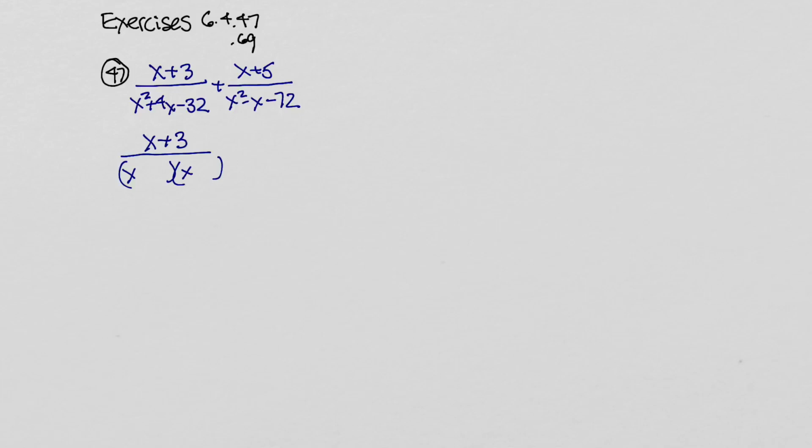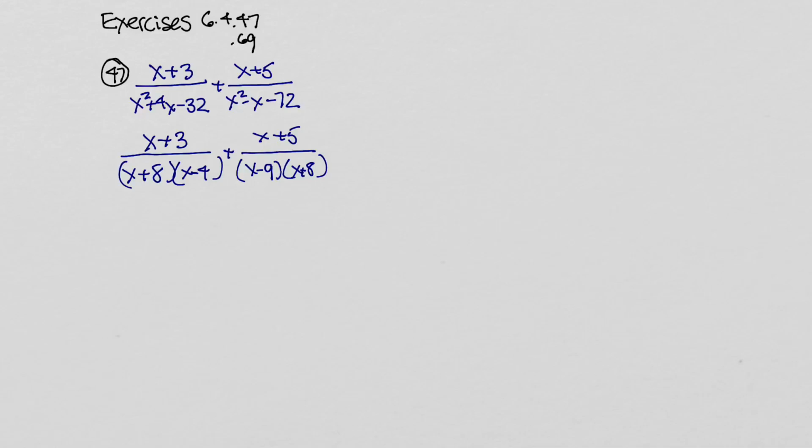Now that 32, I'm thinking an 8 and a 4, and I think I want a positive 8 minus 4, that'll give us a positive 4, plus, we'll get an x plus 5 over, we'll get an x and x, and for 72, I'm thinking a 9 and an 8. So a 9 and an 8. I think we want the 9 to be negative, the 8 to be positive.